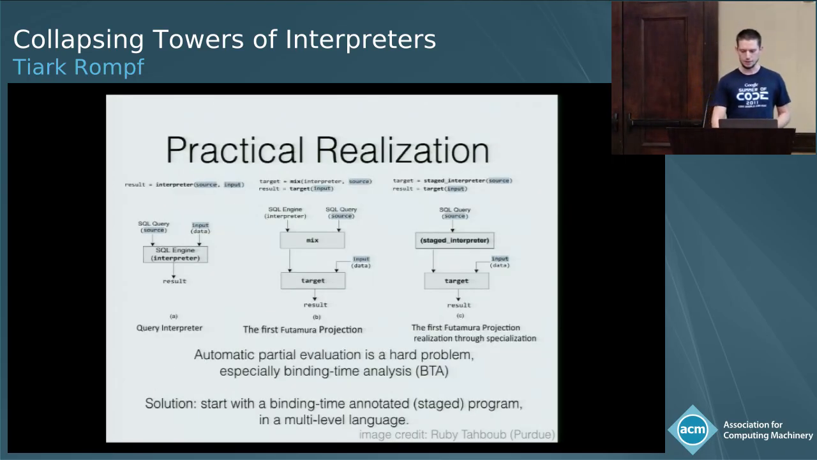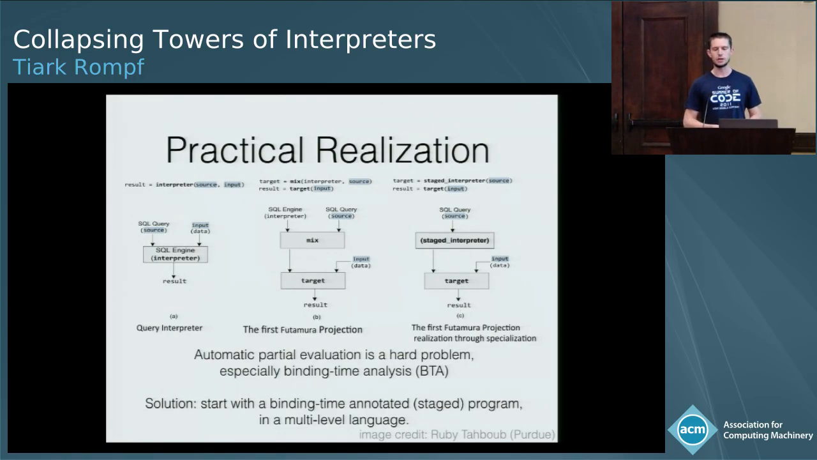So that's the idea. The practical realization, of course, is much harder, just because automatic partial evaluation is a really hard problem, right? In particular, the binding time analysis part, figuring out which are the things that really should be specialized away and which things should remain as residual code, okay? So in many settings, sort of the winning strategy is to use a little help from the programmer and let the programmer specify the binding time annotations manually, right?